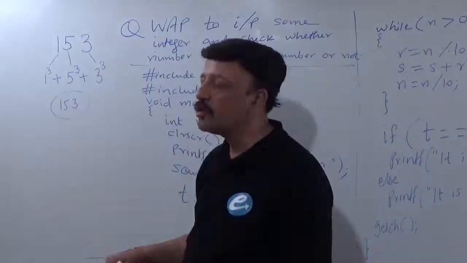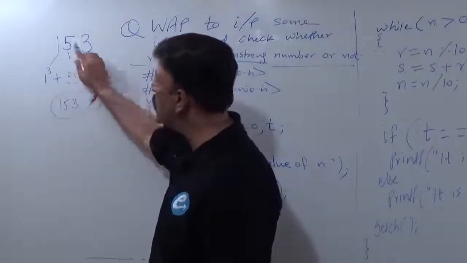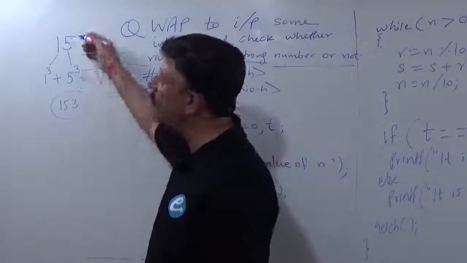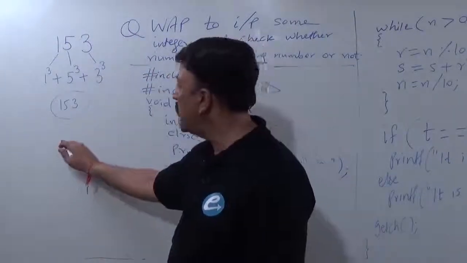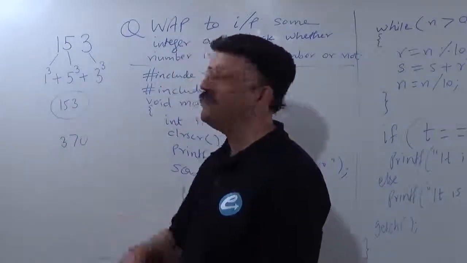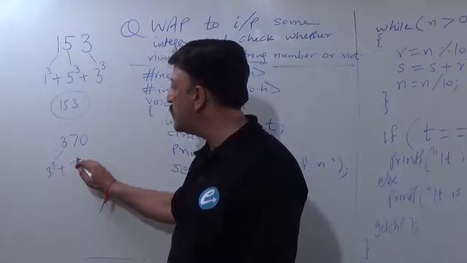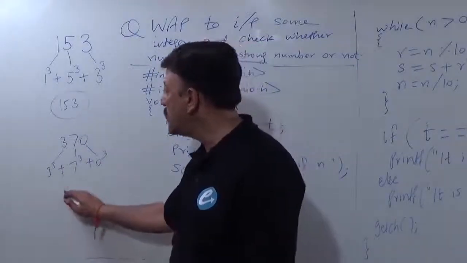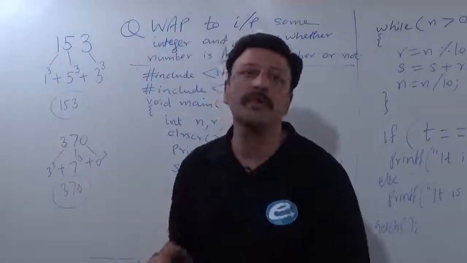Interesting. So if the individual digits are cubed and added, then you will get the same number, that is n itself. So let's say 370 if you take: 3 cube plus 7 cube plus 0 cube, if you compute, then you will get 370 itself. So such numbers are Armstrong numbers.